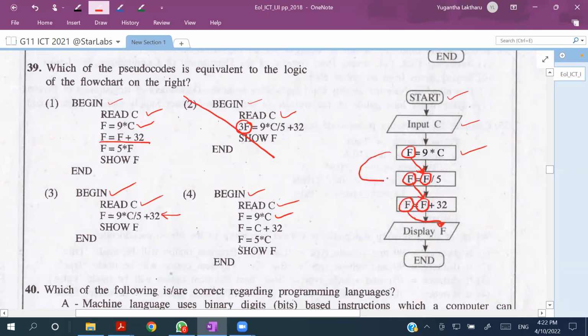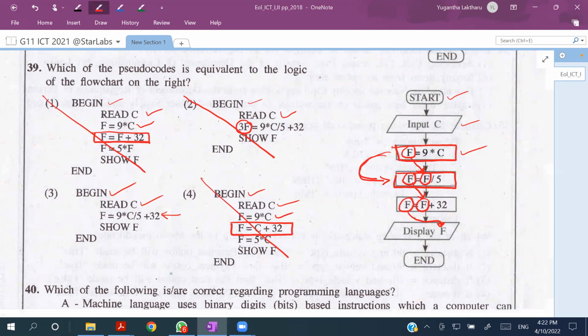After this, if this happens alone, the next one must be this. So this is wrong as well. So the first one is gone, the fourth one is gone. The third one is going to be the answer. And why is the third one the answer?